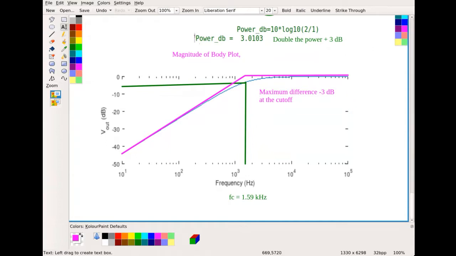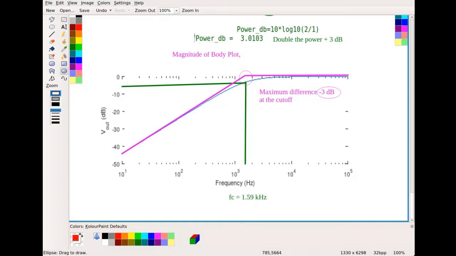So right here at this cutoff, you're going to have your biggest error of 3 decibels. If you just draw that straight line like I did, your maximum error is 3 dB, and it occurs at that cutoff frequency. These Bode plots are really slick because you can draw them very quickly.